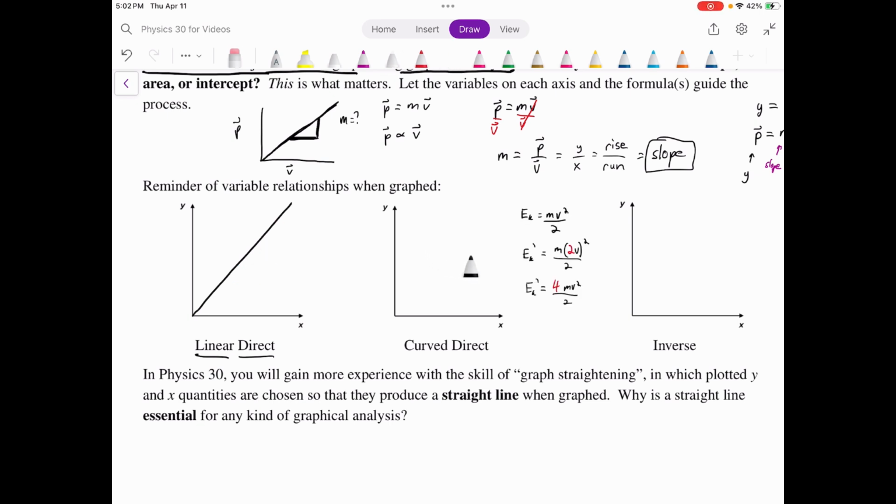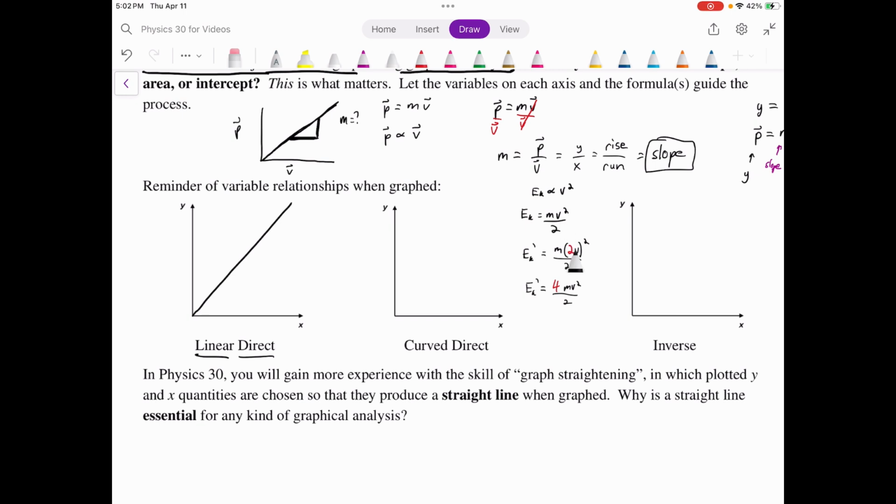Now, having completed Physics 20, we know that some relationships between variables are not linear, right? Some are curved, meaning that, for example, just to pull one up that we've seen before, kinetic energy and speed. Kinetic energy is not linearly proportional to the speed. It's proportional to the speed squared, okay? Meaning that if I double the speed, I don't actually double the kinetic energy. And that's because in the equation, speed gets squared, right?